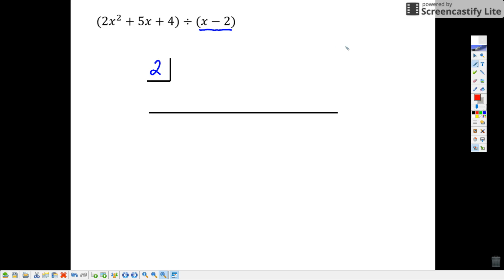Now I like to write little placeholders. You don't have to do this. So my first placeholder will be an x squared because that's my first term, followed by x because that's the next value that will go down, and then followed by the constant.